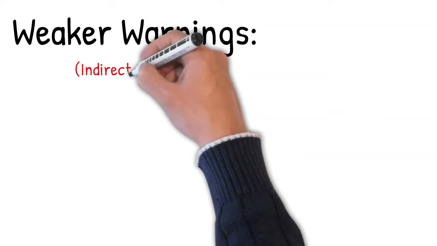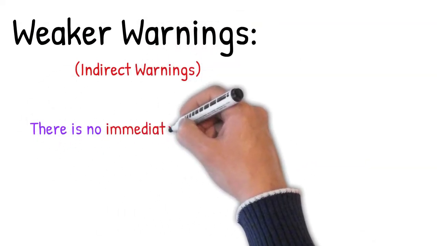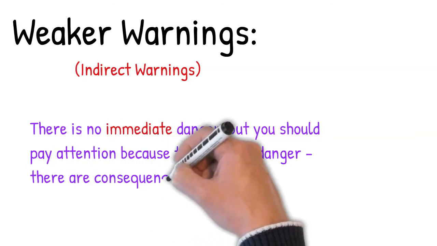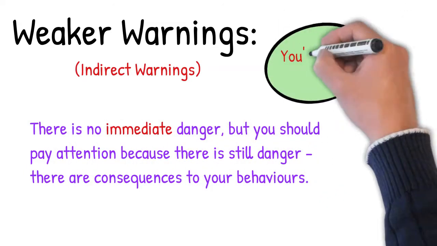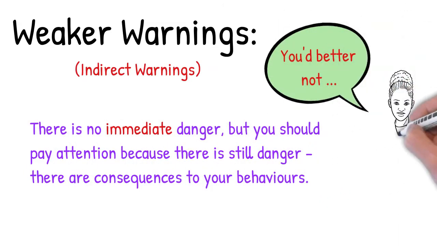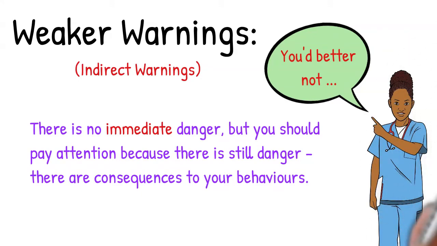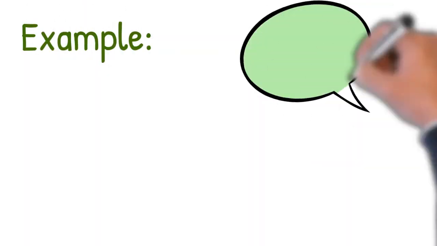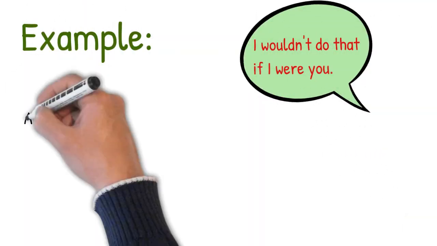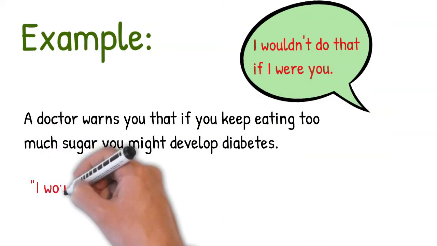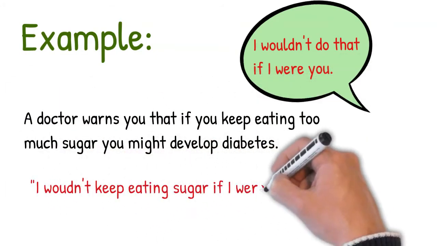Now let's look at some weaker warnings. These are called indirect warnings. So there is no immediate danger, but you should pay attention because there is still danger. There are consequences to your behaviors. So an expression that's very popular would be, "You'd better not." A social situation using a weaker warning would be a doctor warning you that if you keep eating too much sugar, you might develop diabetes.